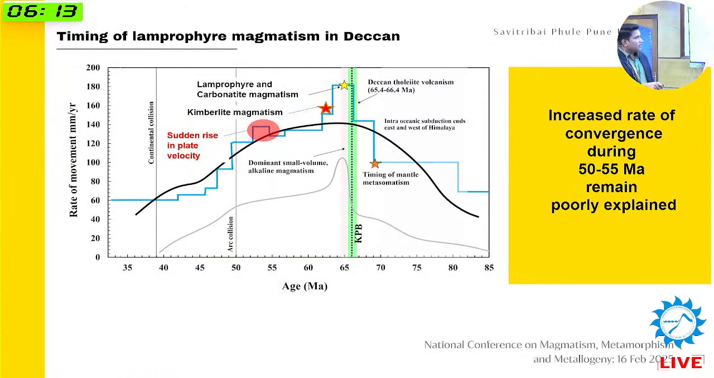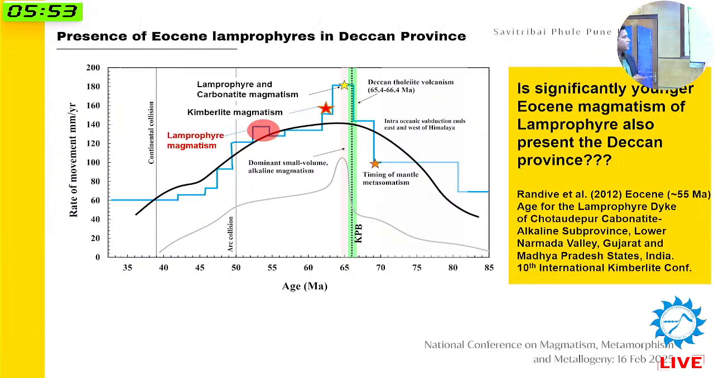So you can see there is a sudden rise in the rate of convergence somewhere around 50 to 55 million annum. So they may be associated with this event particularly, because we have a very poorly explained event here at 50-55 million annum. So our study gets support from this work.